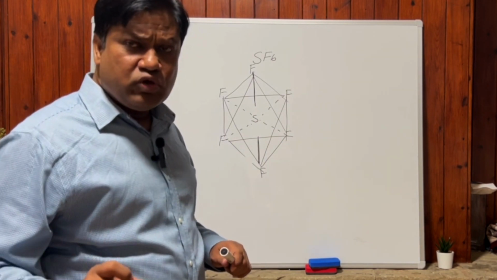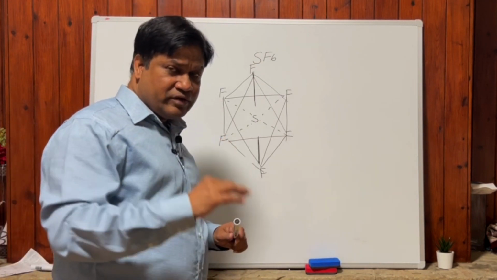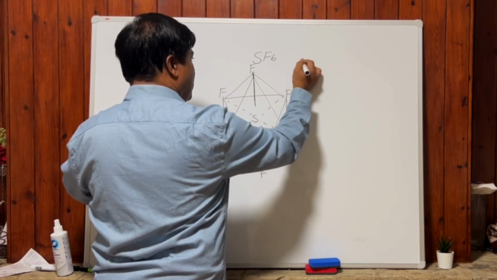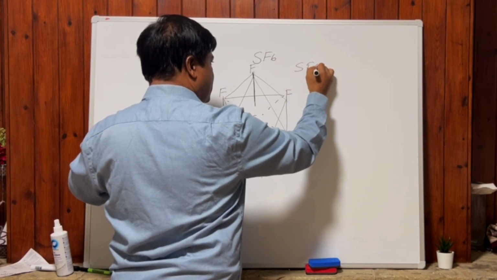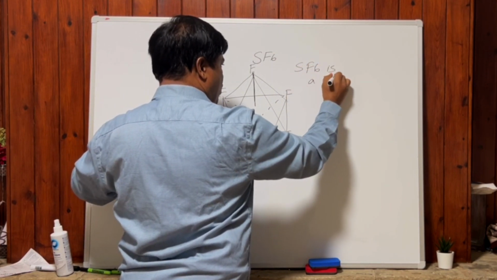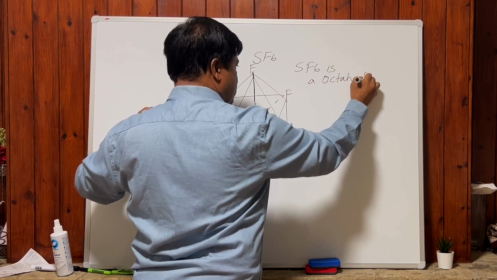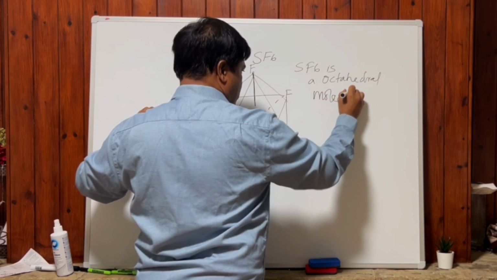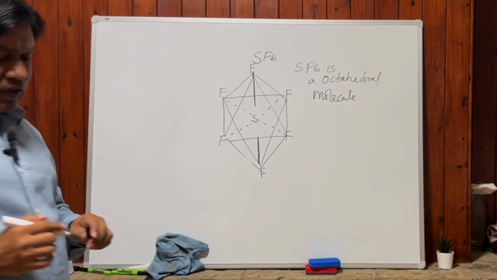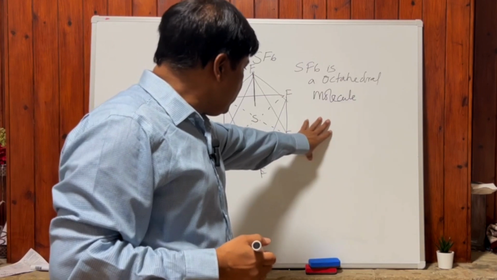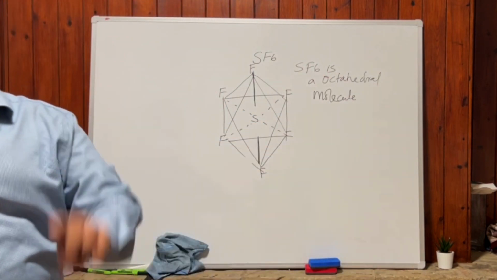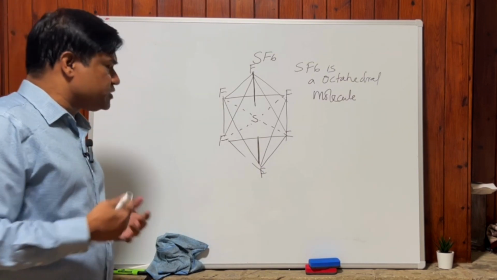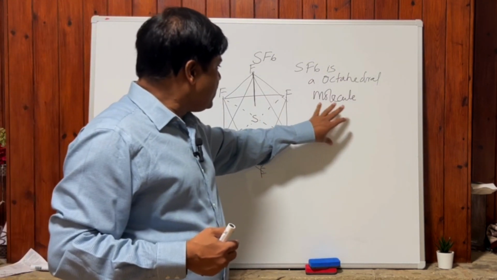The shape of the molecule is octahedral. SF6 is an octahedral molecule. Sorry, my bad, I used the term complex. We will do the complexes when I teach you transition metals. We have different shapes of complexes also. So this is an octahedral molecule.